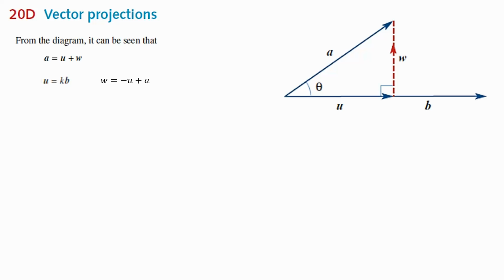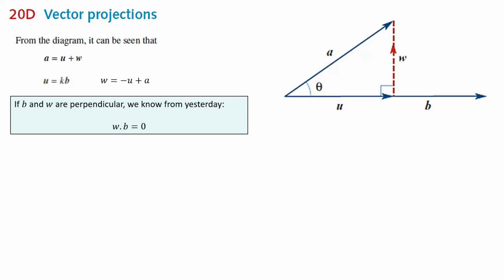So therefore, W dot B should also equal 0, because it's perpendicular. Now the nice thing is I can rewrite W.